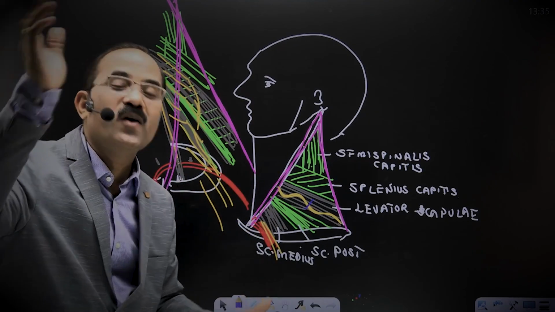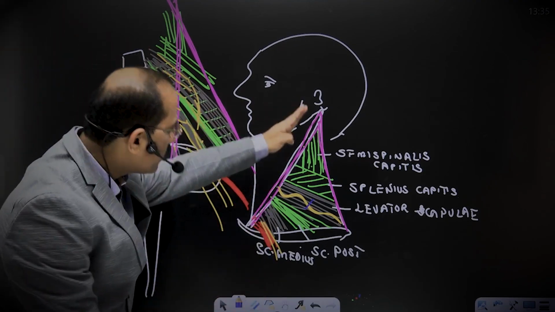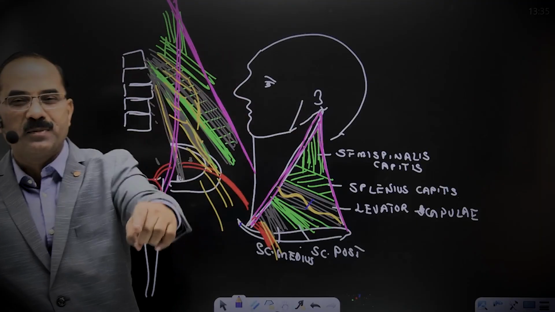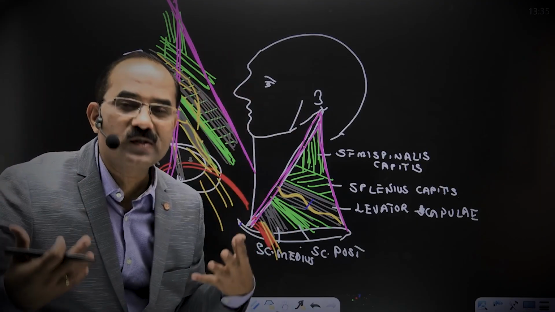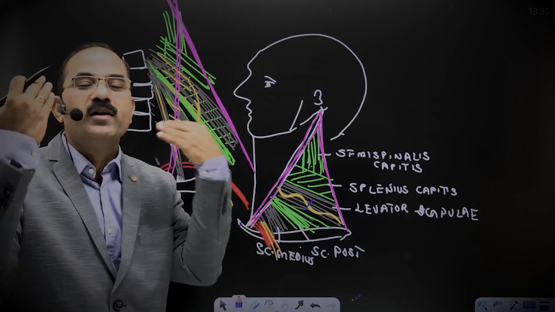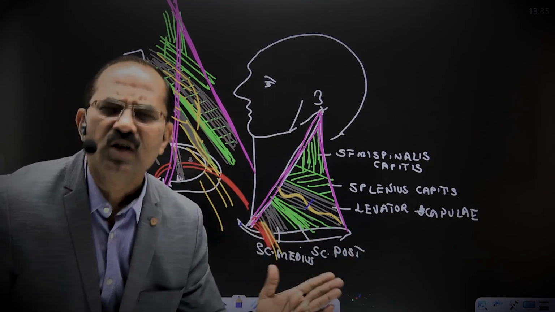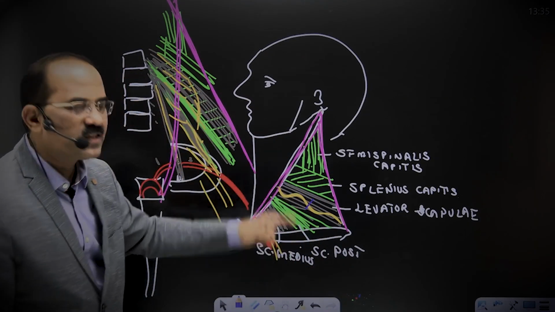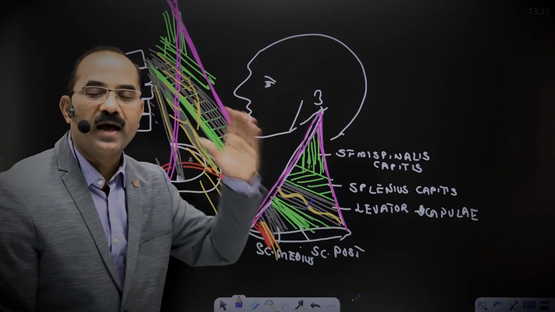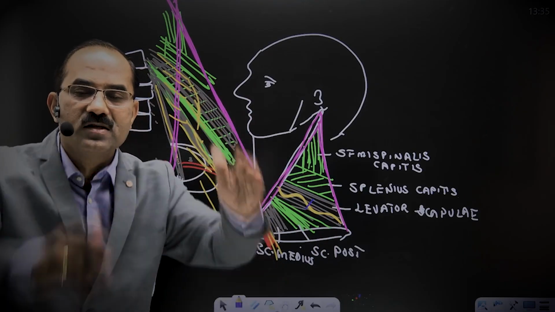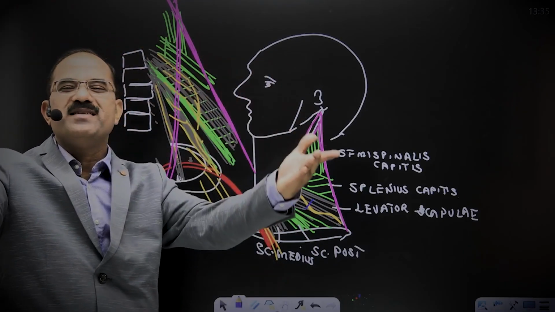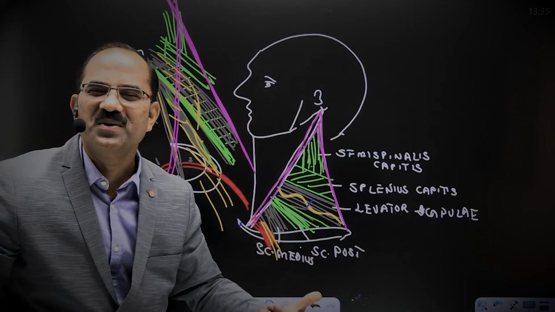Sternocleidomastoid is spared because the nerve first supplies the sternocleidomastoid. The nerve then comes into the posterior triangle of the neck to lie on the levator scapulae and goes on to supply the trapezius. Students, am I clear? So if this spinal accessory nerve is cut in the posterior triangle, the muscle paralyzed is going to be trapezius, and trapezius alone, not the sternocleidomastoid.